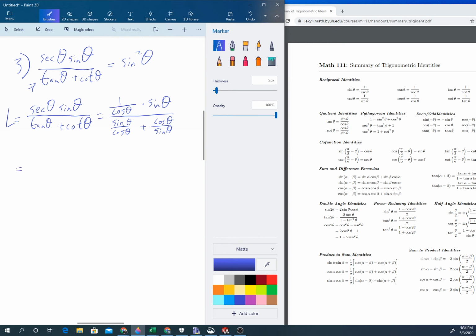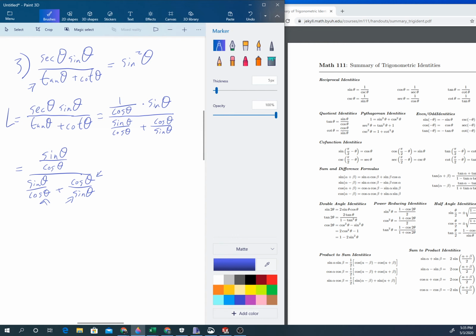And if I clean this up just a little bit, I now have sine of theta over cosine of theta, all over sine of theta cosine of theta plus cosine of theta sine of theta. Now, it might be tempting to cross out the sine theta over cosine theta, one on top, one on bottom, but because you have this other one on the bottom, that's not a legal move. What you're going to want to do instead is, we have currently these two terms on the bottom. We want to combine like terms, but we can't until they have the same denominator.